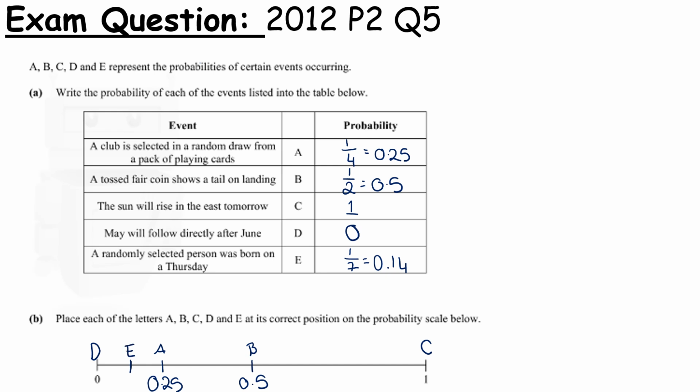Now again, if I had this as a printout in front of me, what I would do is I'd use my ruler to divide it into 7 equal pieces so I could see where 1/7 was, because it does say the correct position, so I would try to do that as accurately as possible.